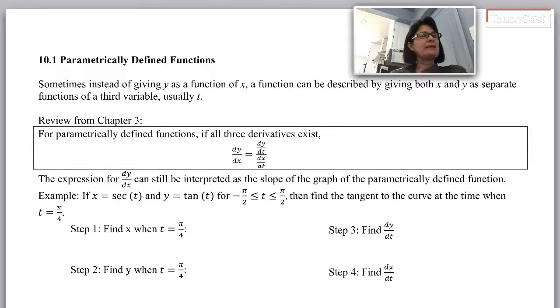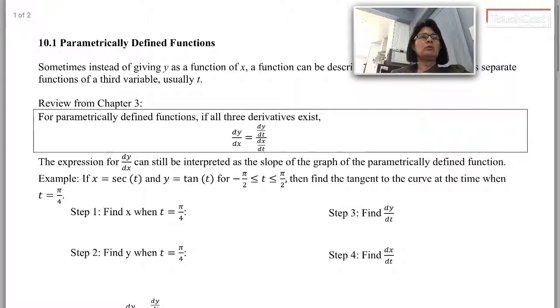So we've already talked a little bit back in chapter 3 about parametrically defined functions. If you can write a separate function for the x and the y behavior in terms of a third variable, which is usually t, we can describe curves that aren't necessarily functions the way we're used to functions passing the vertical line test. But we can still do calculus on them. So this is a review question from chapter 3.